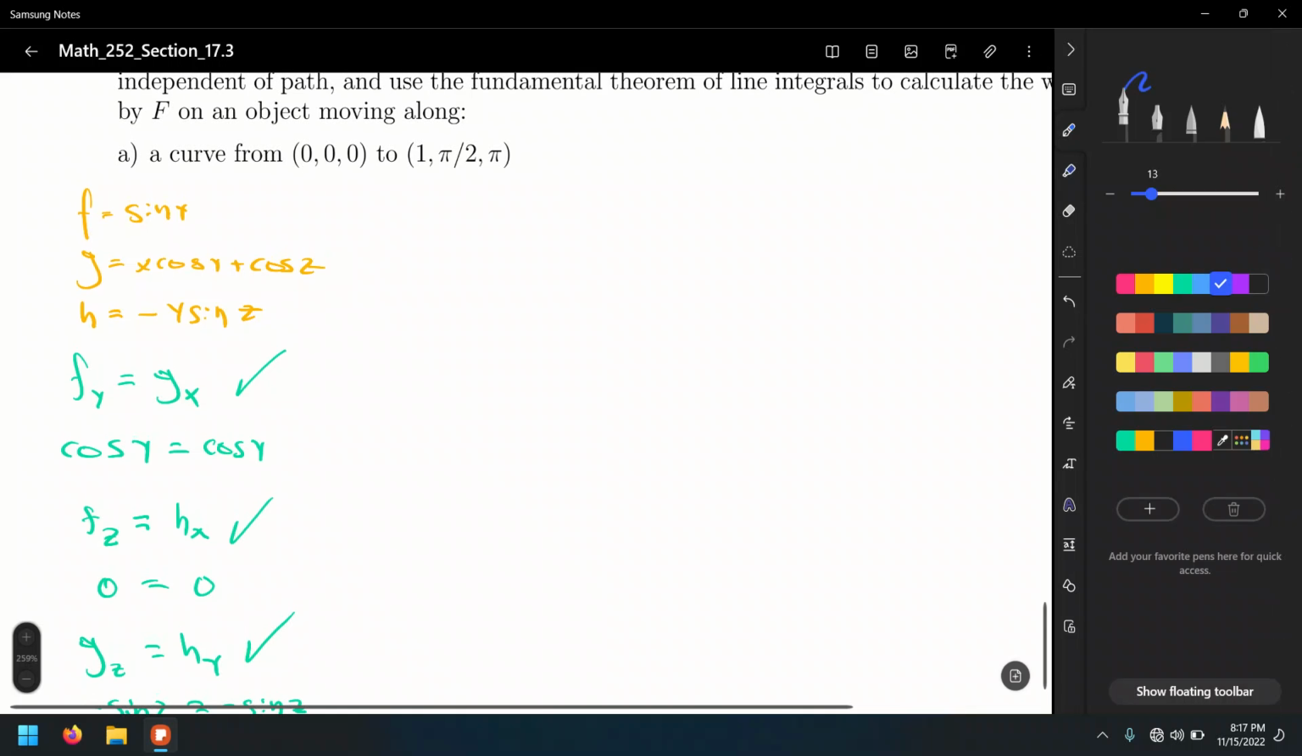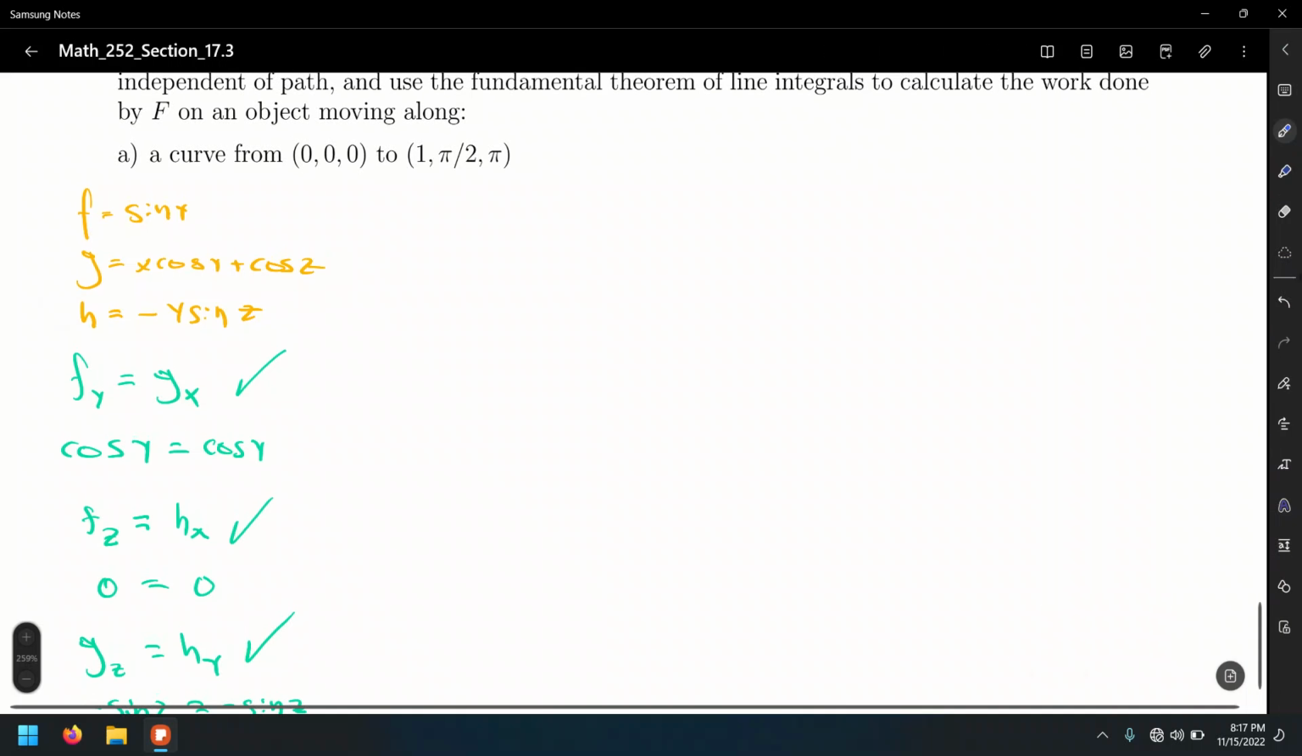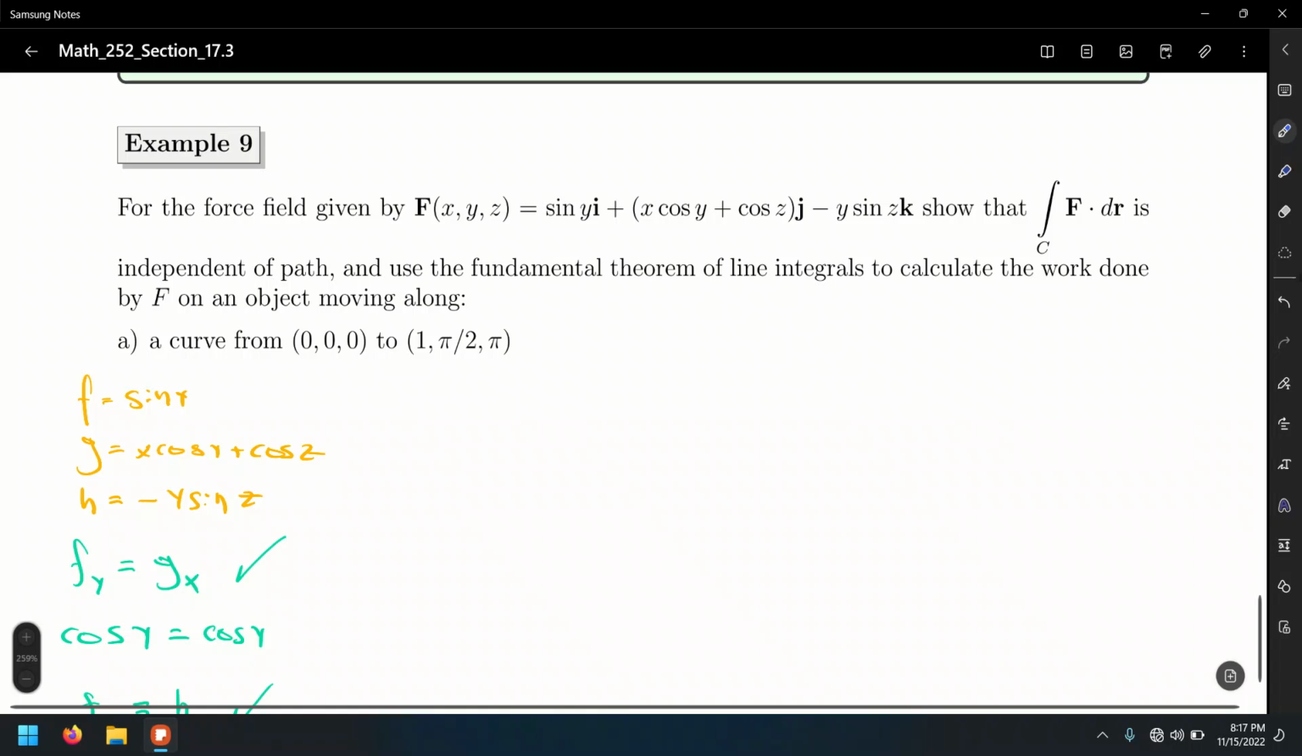All right. So let's find that potential function here. So phi of x, y, z equals, number one, the partial integral of f with respect to x, which in this case is the integral of sine y with respect to x, which is simply x sine y plus some constant that depends on y and z.